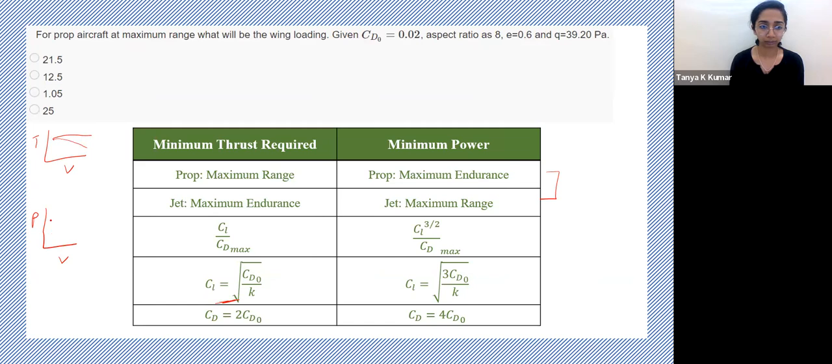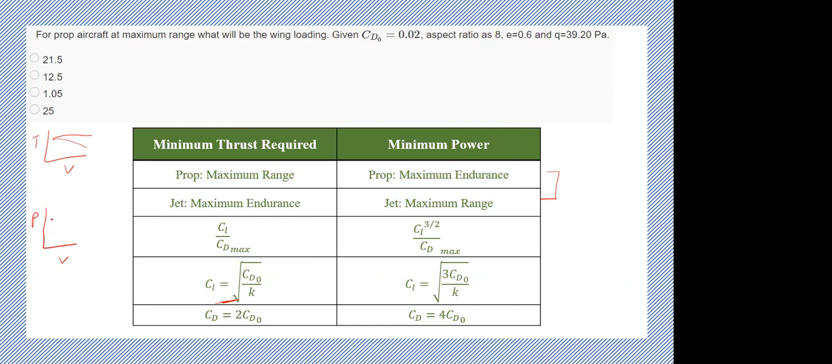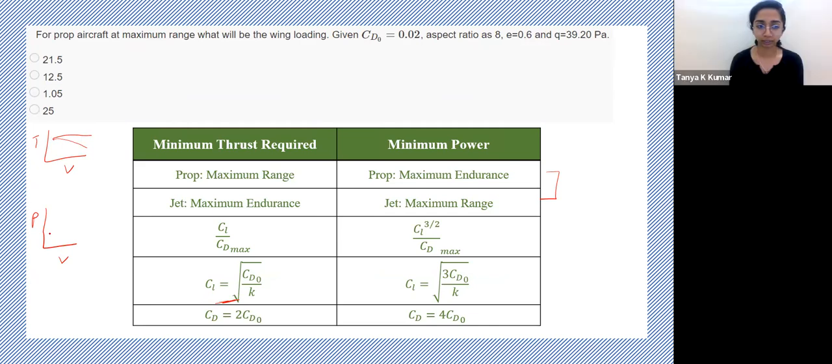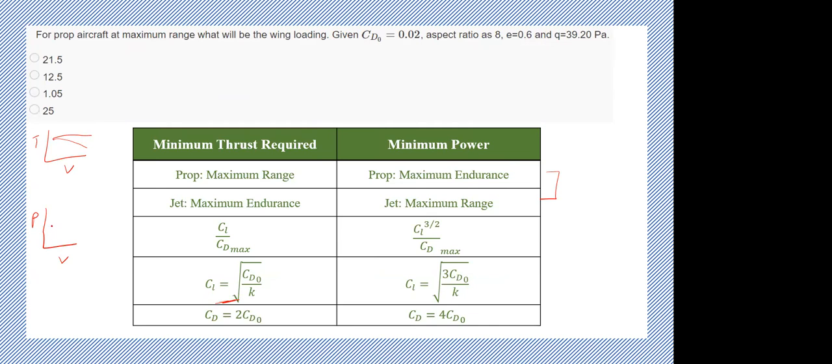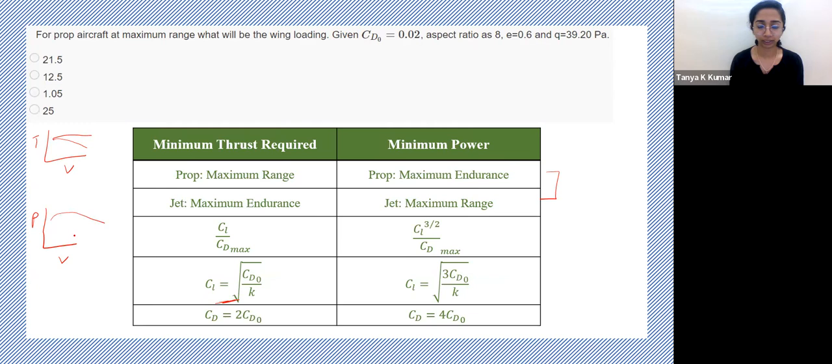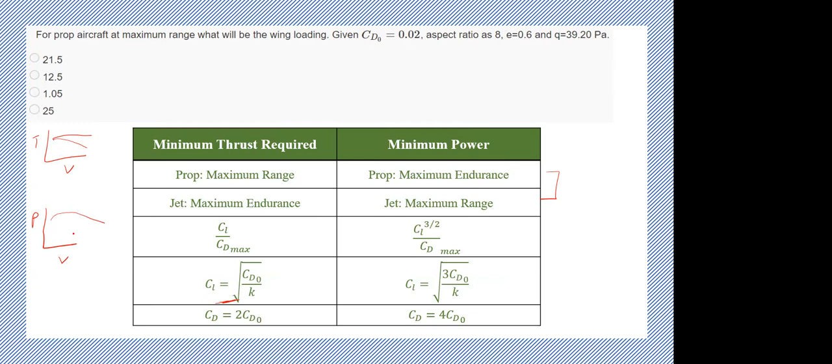And the power. The power available increases, then starts decreasing, ma'am. This is for jet or propeller? Propeller, ma'am. And for jet, the power will start increasing, ma'am, as the velocity increases.